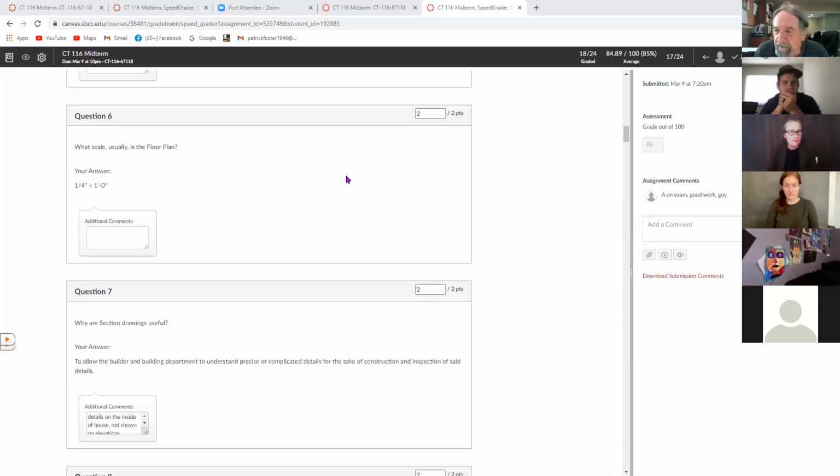Now, obviously I'm a teacher at Santa Barbara City College. I haven't seen all the plans in the world. God knows what's out there. But for a residential carpenter contractor in Santa Barbara, which if you're taking this class you are in the construction field in Santa Barbara, most of what you build will be a ½ inch to a foot.